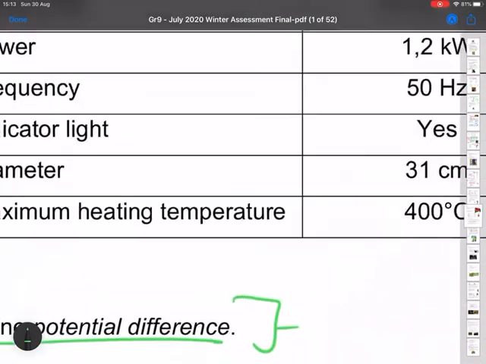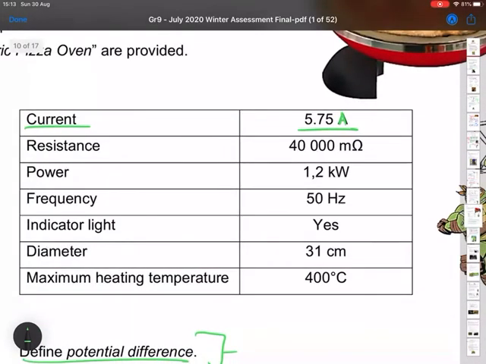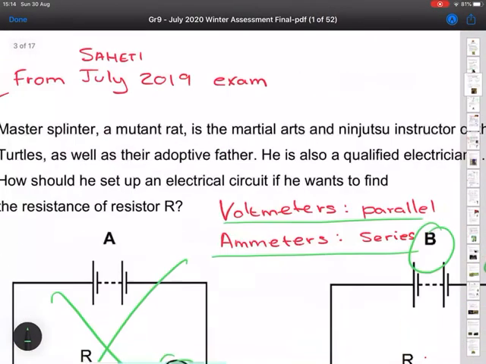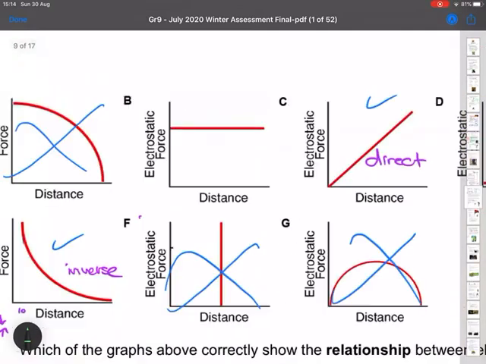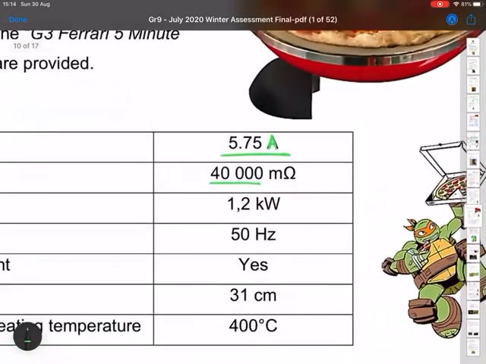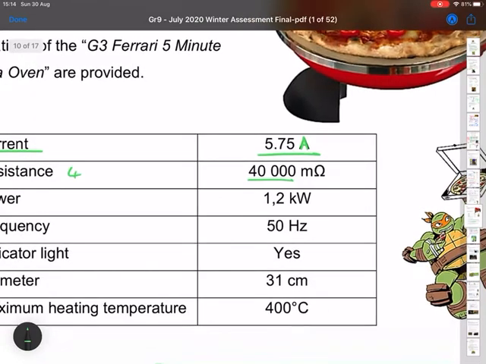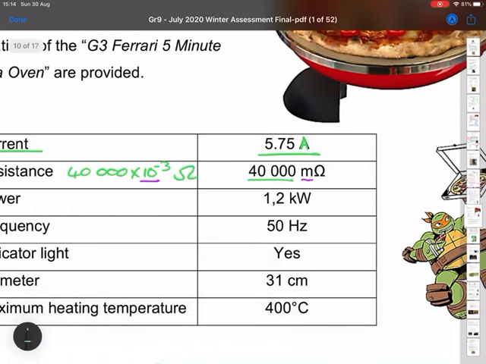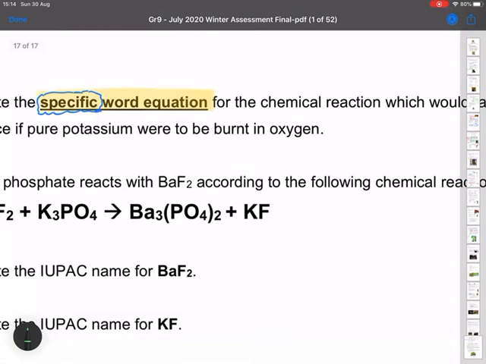times the resistance. What is the resistance of this device? 40,000 milliohms. Milli means times 10 to the power of minus 3. So you'd have to go 40,000 times 10 to the minus 3, because that's what milli means. Ohms. And that is actually just equal to 40 ohms.